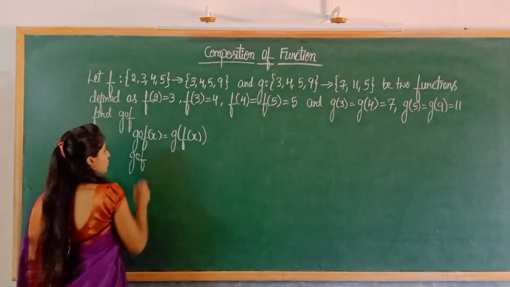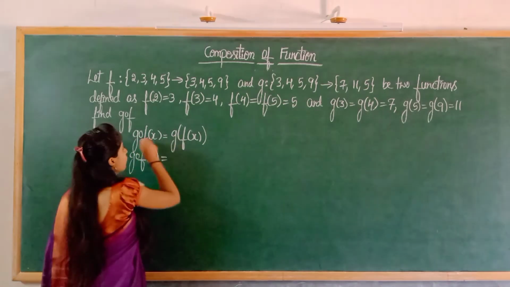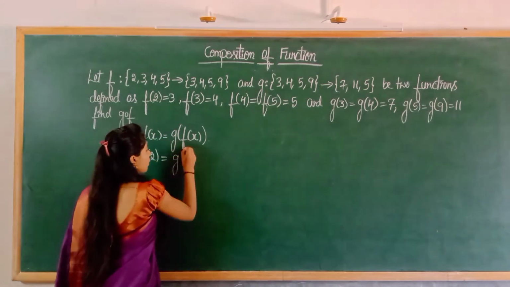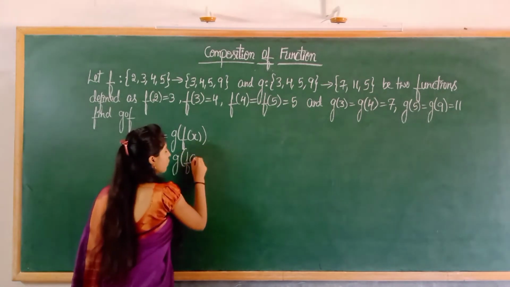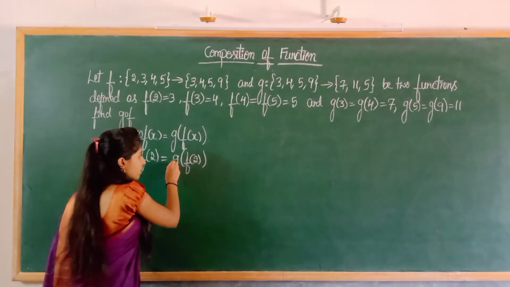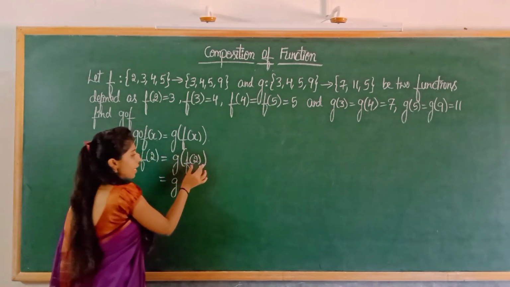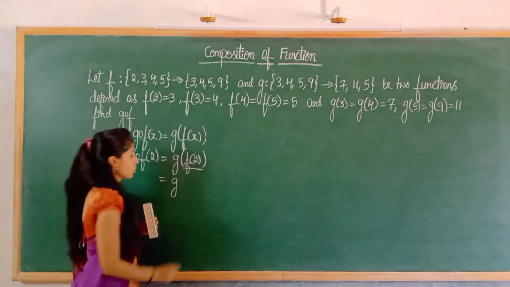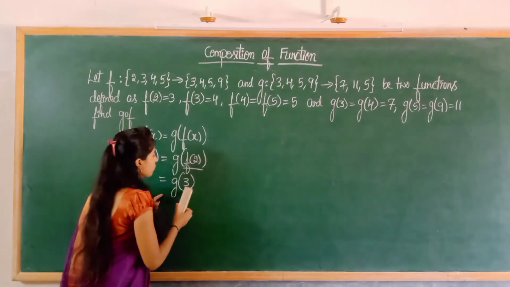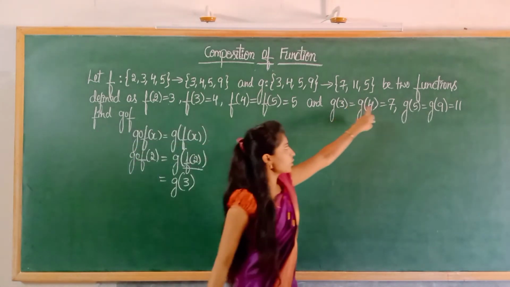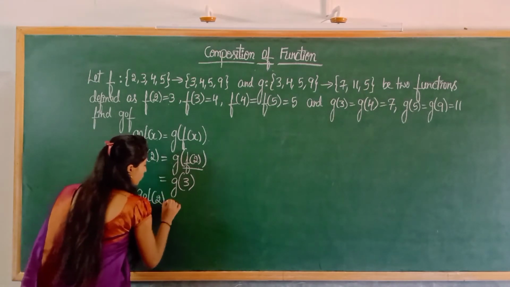By using this we will find g composition f of 2. In place of x I am putting 2, so g of f of 2. The value of f of 2 is 3, so g of 3. The value of g of 3 is 7. So g composition f of 2 is equal to 7.